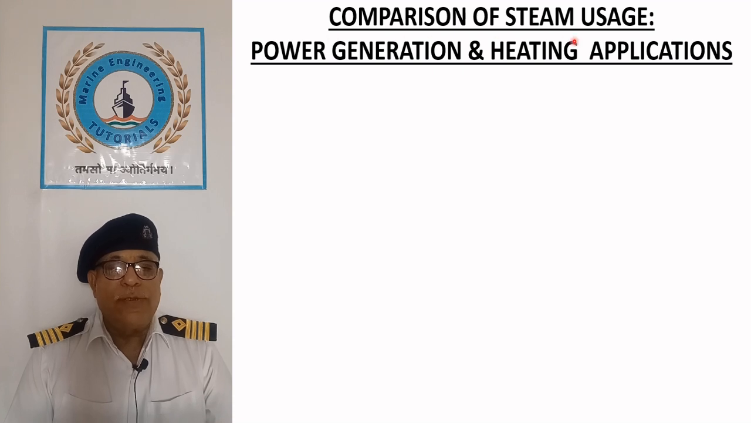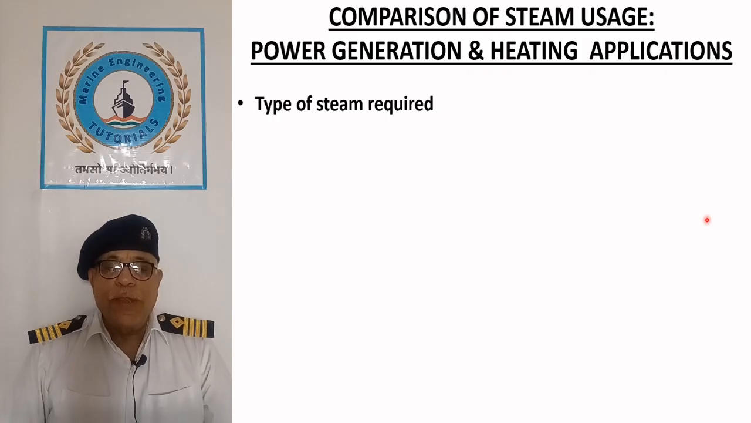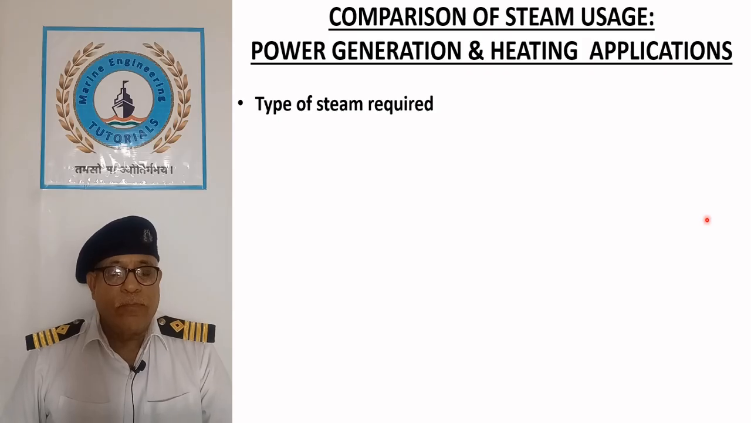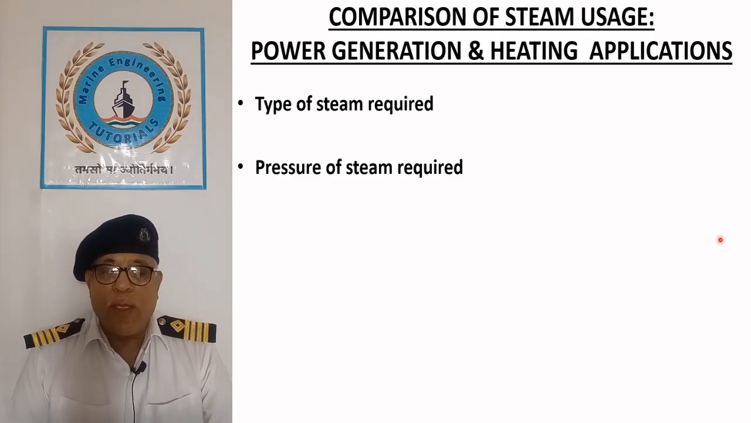Comparison of steam usage for power generation and heating applications. Type of steam required. Superheated steam is required for producing power, whereas saturated steam is sufficient for heating purposes. Pressure of steam required. High steam pressure is necessary to improve turbine plant efficiency, whereas low pressure steam is adequate for heating applications.